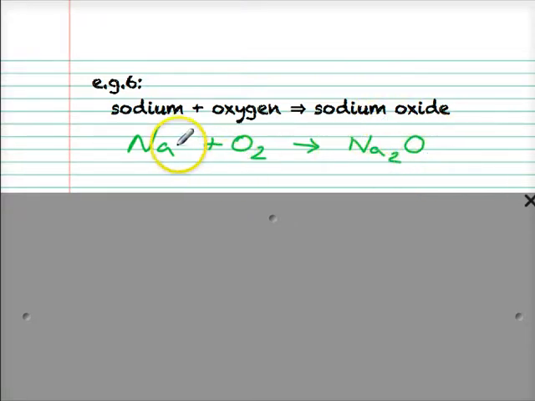Now we can see here that it's not balanced at all, so we need to address that problem, and we can start off by doubling the amount of sodium oxide that we produce. And now the oxygens are balanced, O2 and 2 oxygens here. We've got 4 atoms of sodium now on the right, and we can easily change that on the left by just putting a 4 here. 4 sodium atoms, 4 sodium atoms, 2 oxygen atoms, 2 oxygen atoms, balanced. One more example.